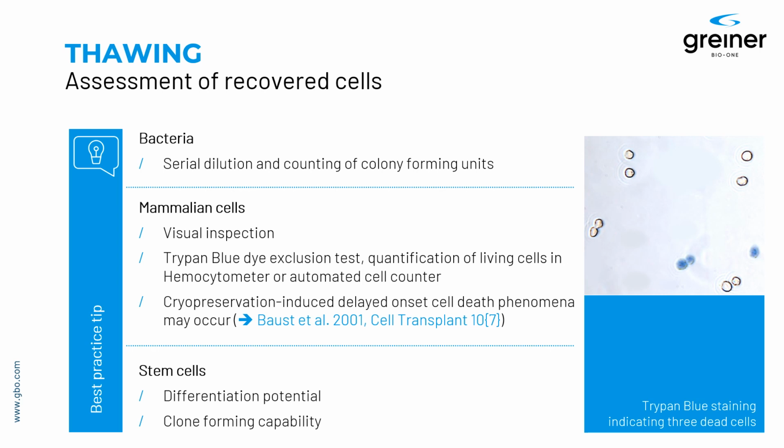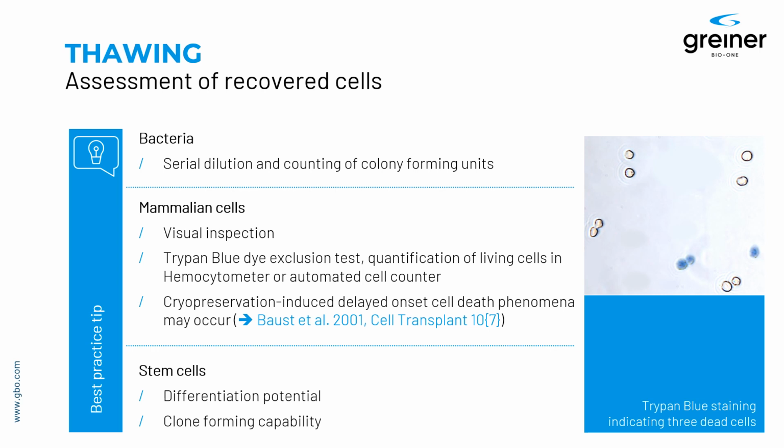On the right hand side you see a picture, I guess many of you know this, where you see several cells which have excluded the dye. They are viable, and 3 cells were not capable of excluding the dye. These cells are not viable any longer. There's a phenomenon which we do not have the time to talk about here in detail, but I want to at least mention it. It is the cryopreservation induced delayed onset of cell death phenomenon. There's a piece of literature, a citation I provide here, which I recommend for further reading.